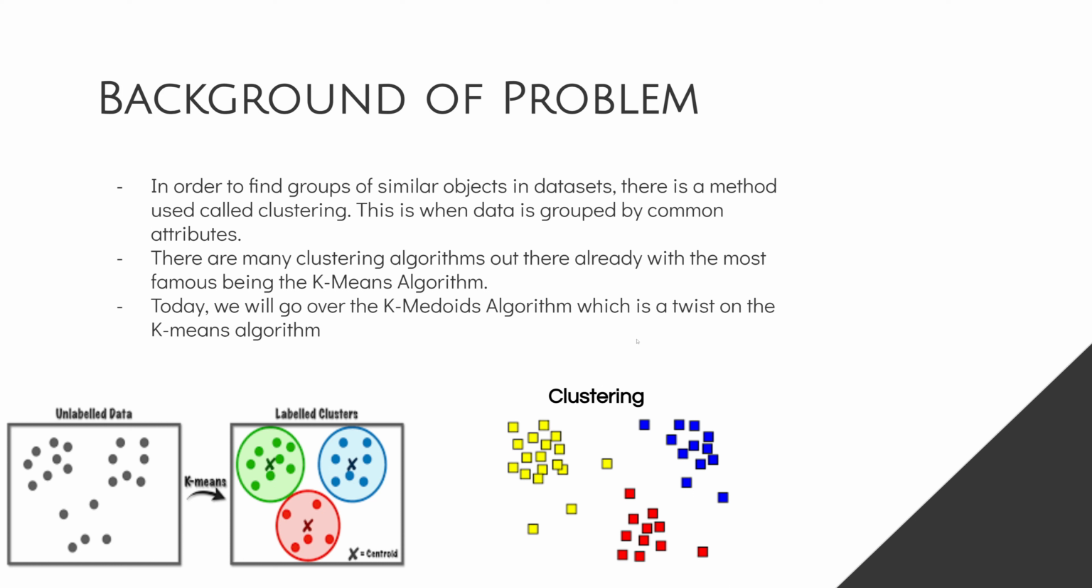So if you look here in the bottom left, we have some unlabeled data. After going through K-means, you can see how the data is clustered. We have a green, red, and blue. And if you look at the X's, that's where the centroids, which are created during the K-means algorithm, are placed. The big difference between K-means and K-Medoids is that K-means utilizes centroids and K-Medoids, of course, utilizes medoids. And so, this is just really how clustering is done.